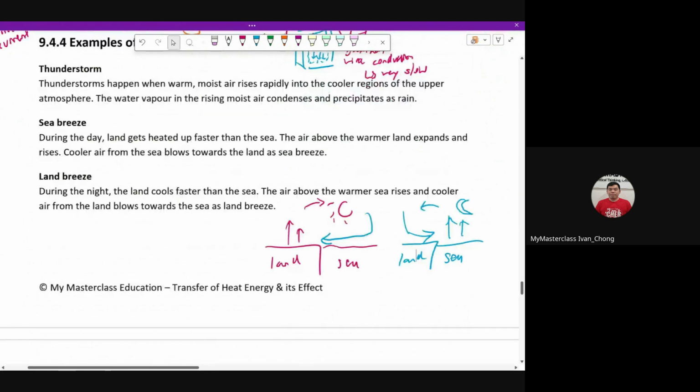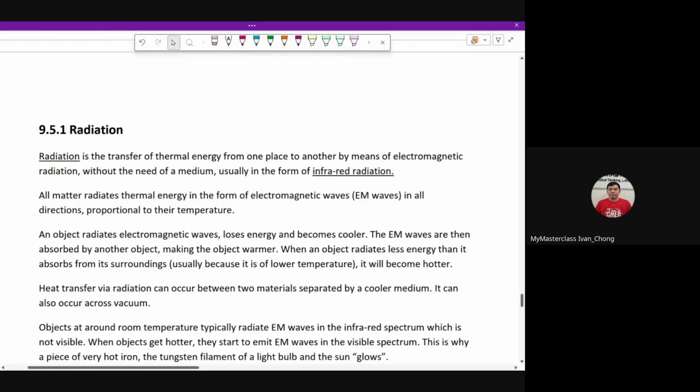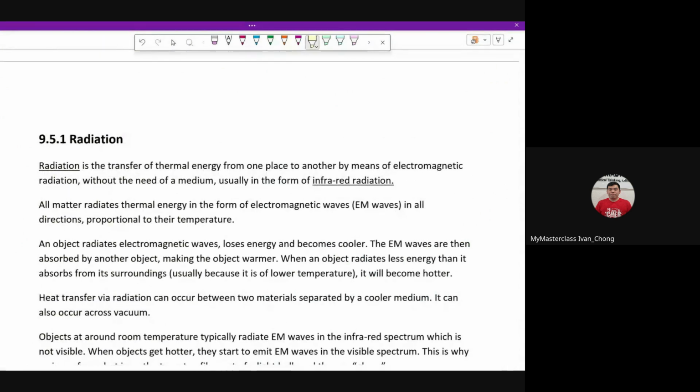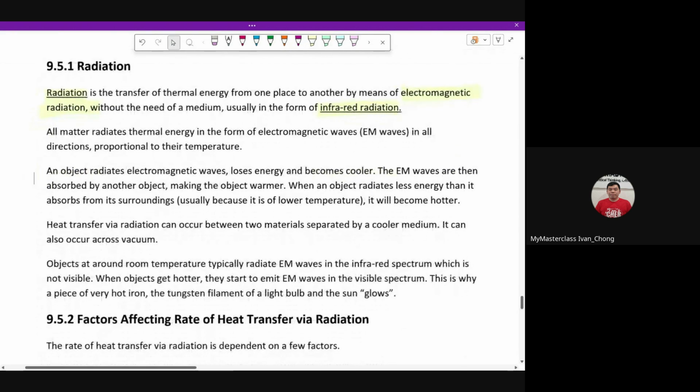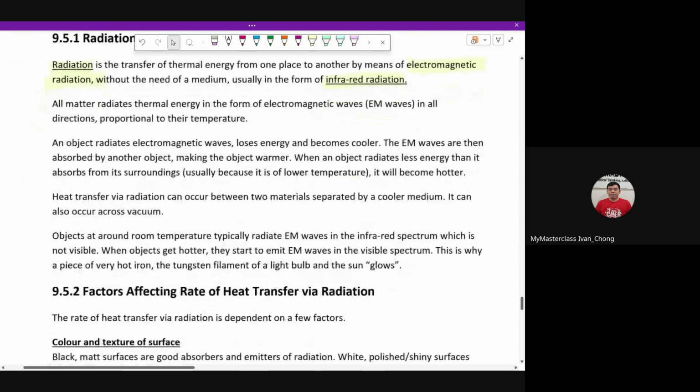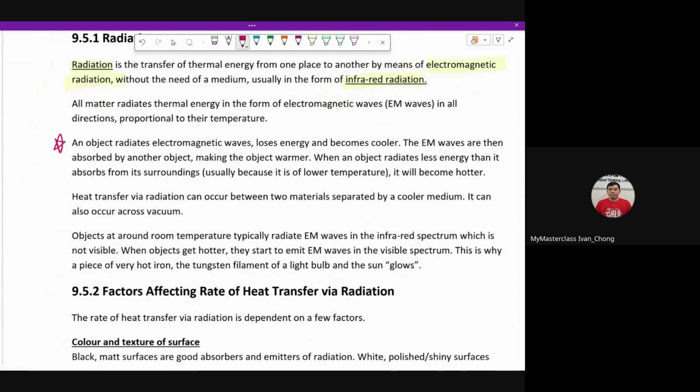All right. So next one, last but not least, let's talk about radiation itself. Radiation is a bit special. Usually it is through electromagnetic radiation, so usually we will just say it is through infrared radiation. All right. So don't worry too much about some of this over here. Basically, it is this part. All right.